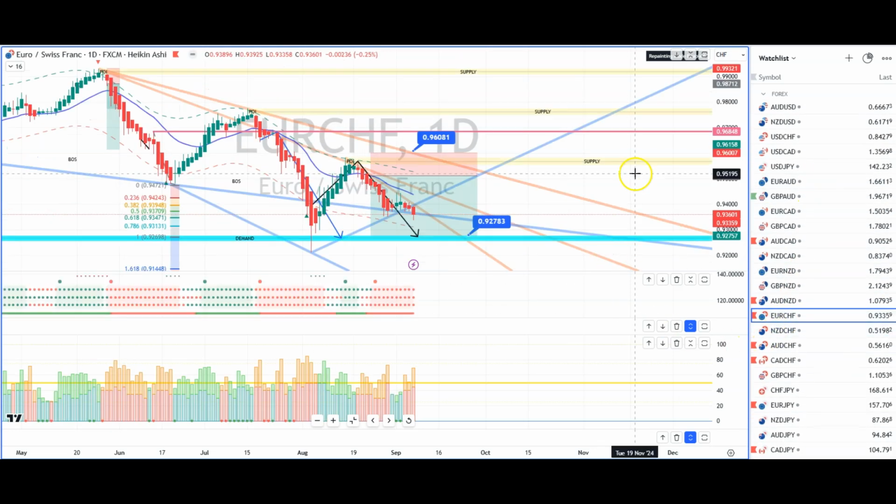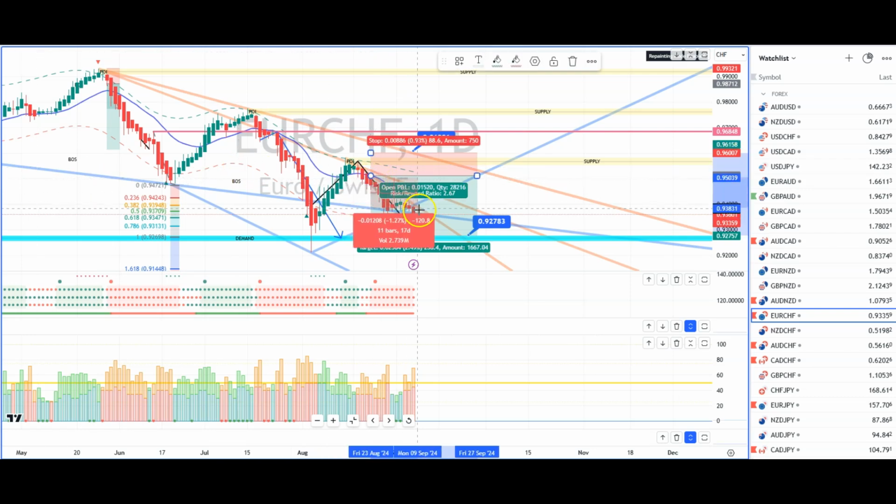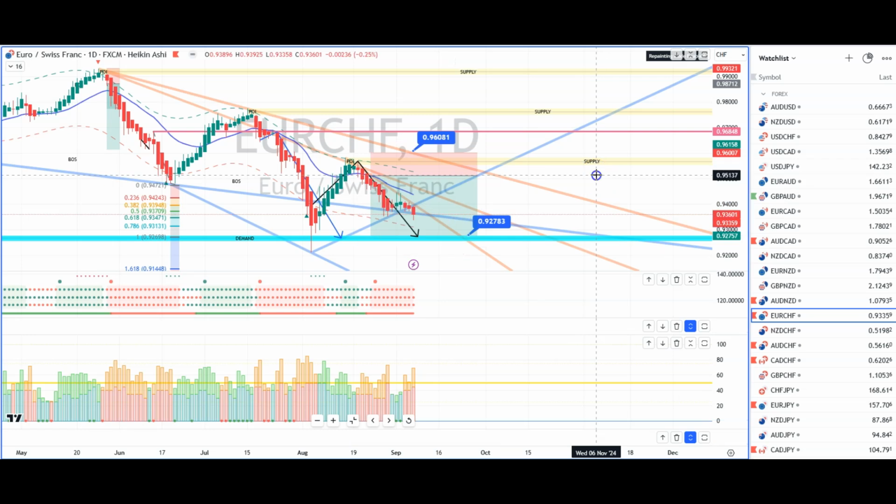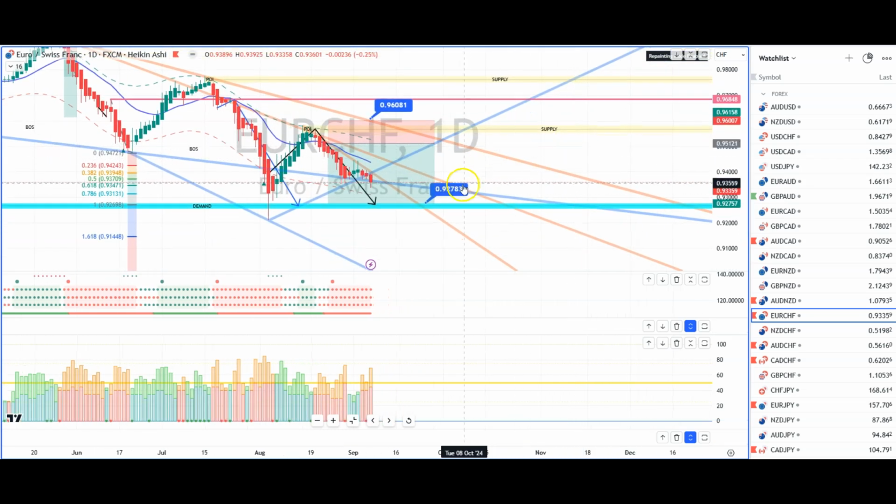Euro Swiss, congratulations if you are in it. And any kind of pullback, 144 pips so far, heading for 92.78.